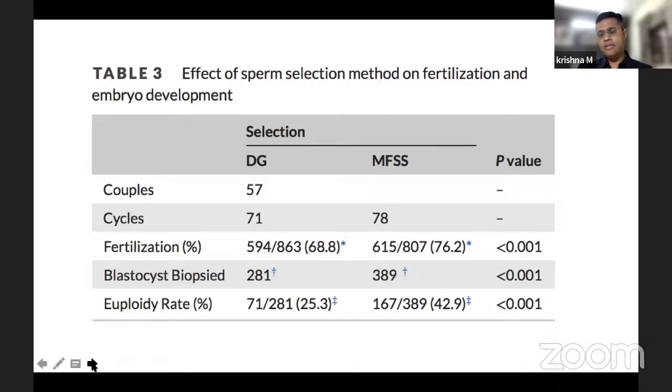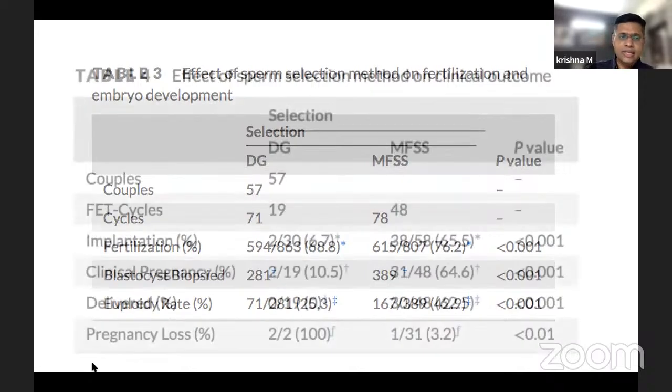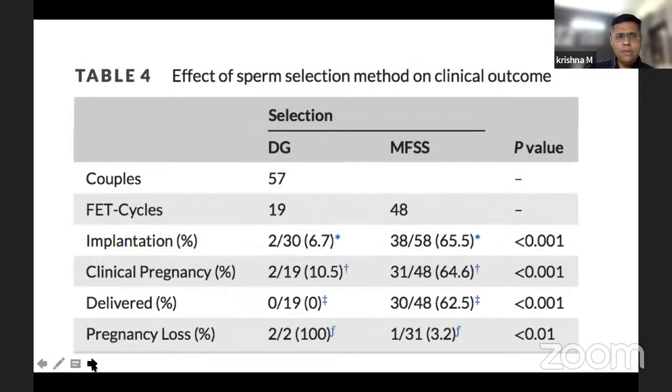The double density, the first cycle, the same patient who only had 25% euploidy, in the subsequent cycle with microfluidic sperm selection, it almost went up to 42.9. That's close to 43%, which again was statistically significant. So coming to table 4 here, it was more of the reproductive outcomes that they looked at.